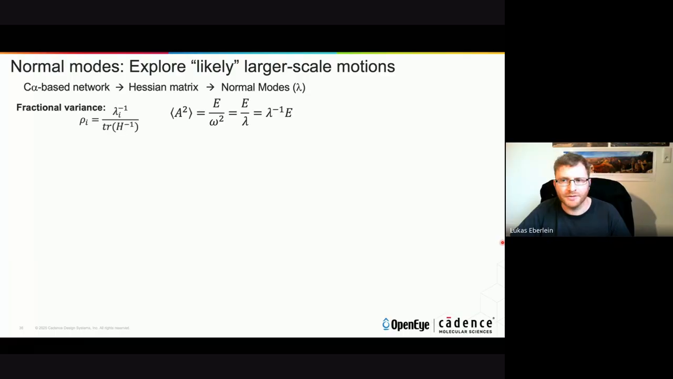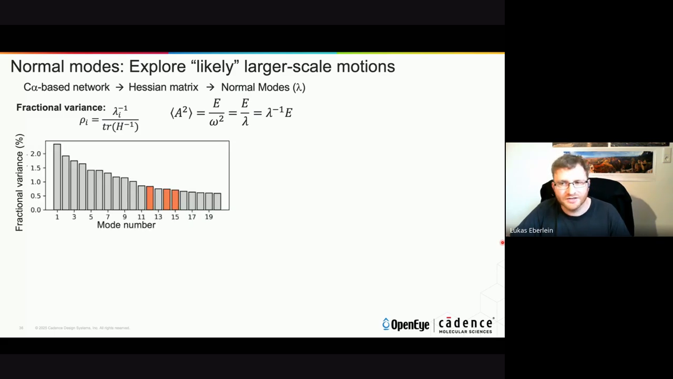Normally, when people think about these normal modes, they talk about them in terms of the so-called fractional variance, which is shown here, and which is effectively related to the frequency of the motion. Fractional variance measures the percentage of the overall dynamics explained by a given mode. Usually they are shown sorted by the fractional variance, so the lowest modes have the largest fractional variance, which means they have the slowest, most large-scale motion, and they decay as the mode number increases.